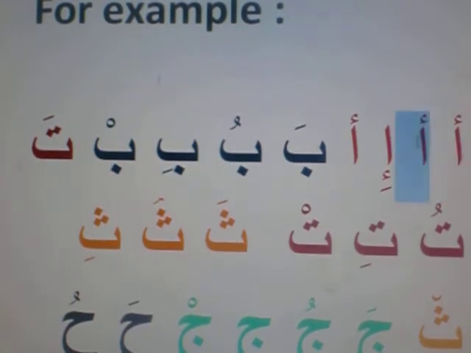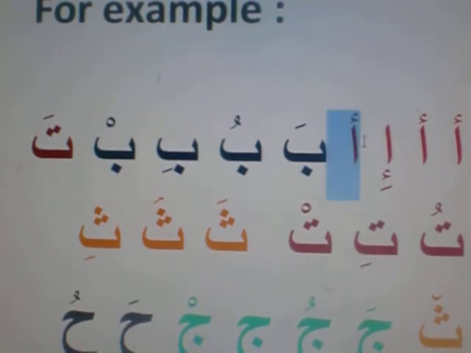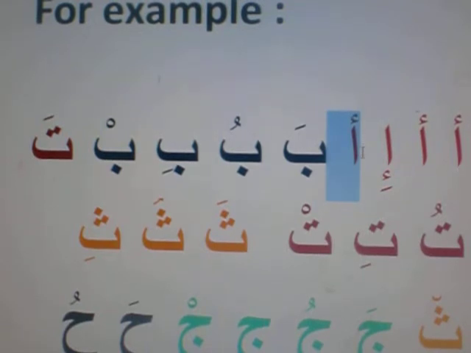For example, Alif. When we put Fatha above Alif, it is A. When we put Dhamma, U. When we put Kasra, I. And when we put Sukun, E. A, U, I, E.